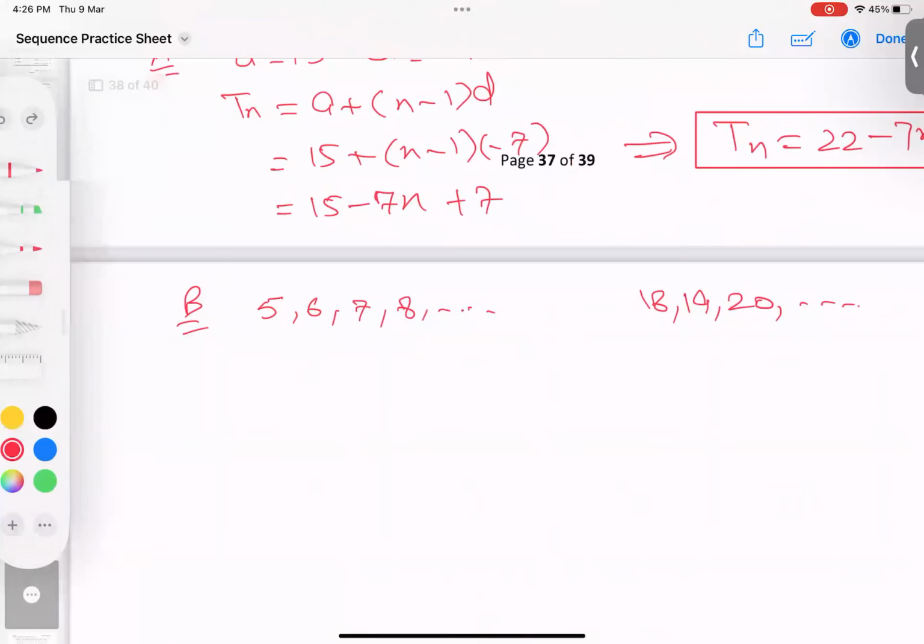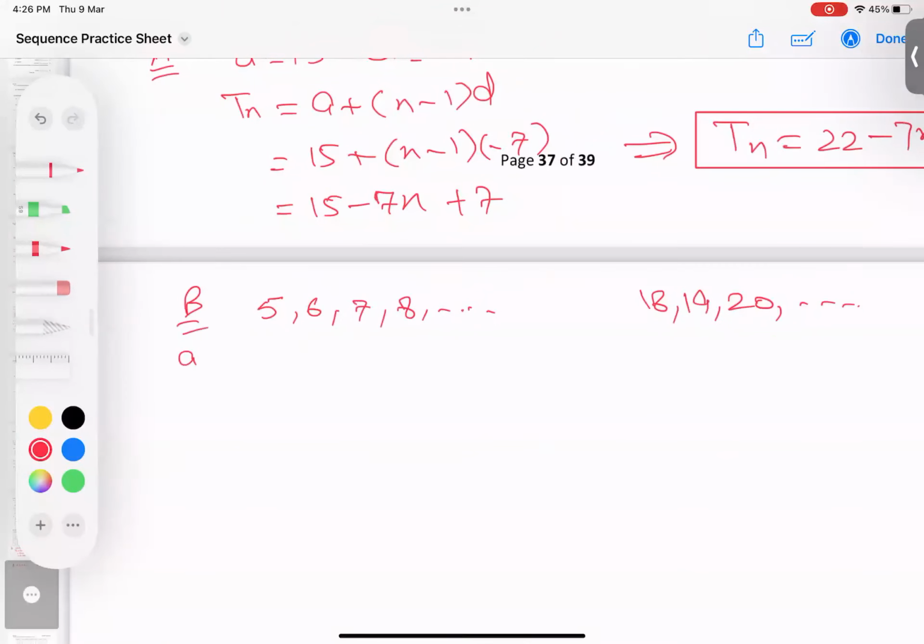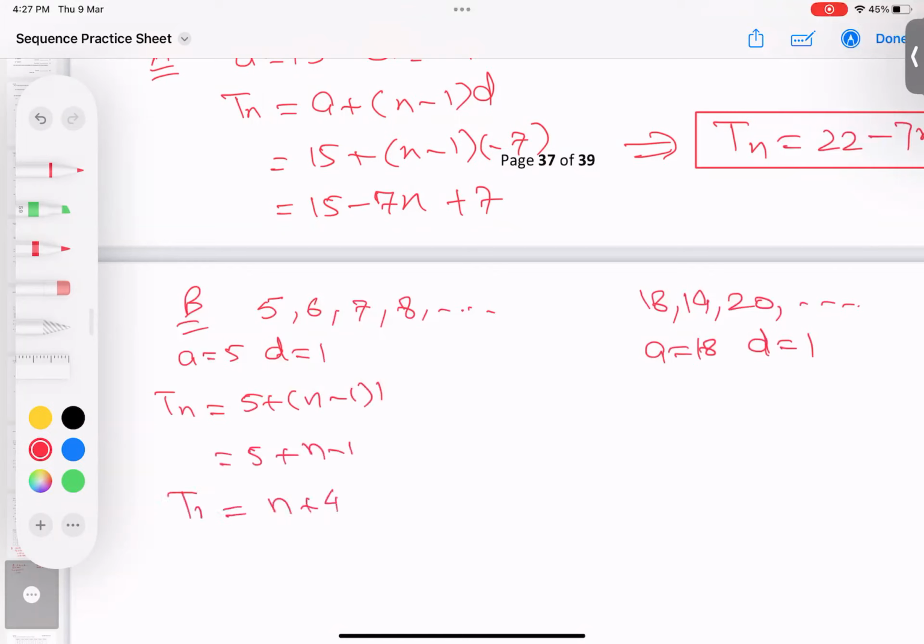So let's start. As you saw before, a is 5 and the common difference is 1. How did I get it? 6 minus 5 is 1, 7 minus 6 is 1. Same story here: a is 18 and the common difference is also 1. I apply the formula separately. Formula is a plus (n minus 1) times d. Actually, I am doing it without writing the formula. So n plus 4 is my answer for it.